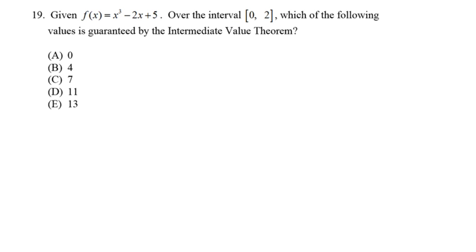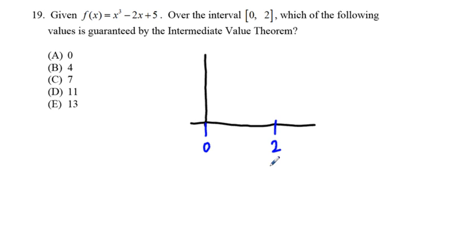Next, 19. Given f of x equals x cubed minus 2x plus 5 over the interval 0 to 2, which of the following values is guaranteed by the intermediate value theorem? Well, this is kind of going back to our problem 4 in a way, isn't it? So we have a function here, and it's a cubic function, so we know it's going to have that squiggly shape, but we're not going to concentrate on the value so much. But we know we have an input value of 0 we're going to take a look at, input value of 2.